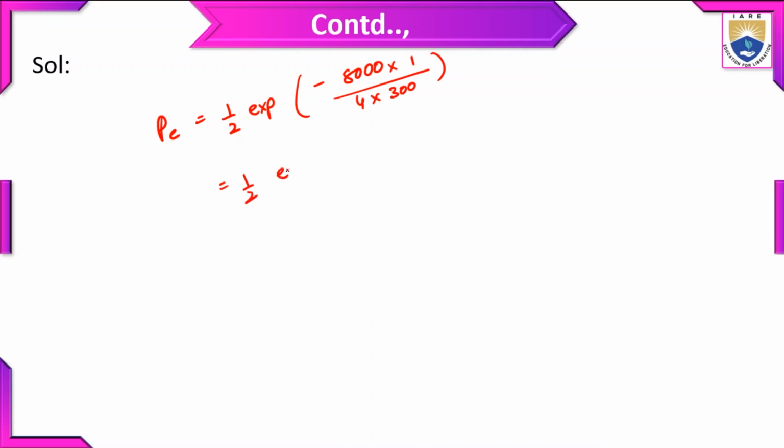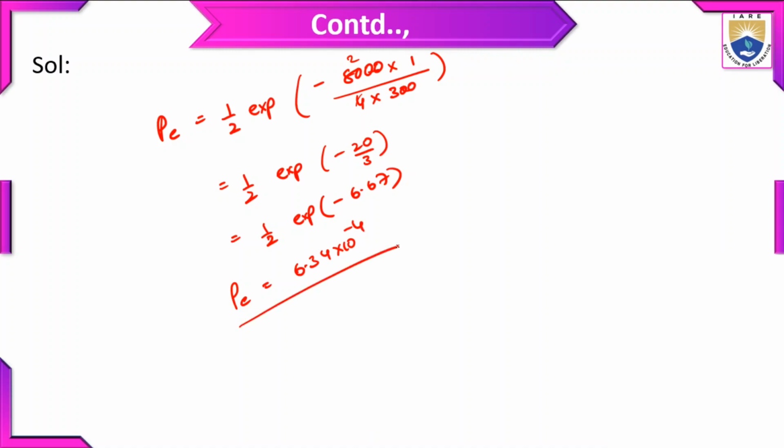So 1 by 2 exponential. Here you can cancel these two zeros, and it goes to 20. So minus 20 by 3. You can use a calculator: what is minus 20 by 3? 1 by 2 exponential of minus 6.67. And finally the probability of error is equal to 6.34 into 10 power minus 4. So this is the probability of error for non-coherent FSK.